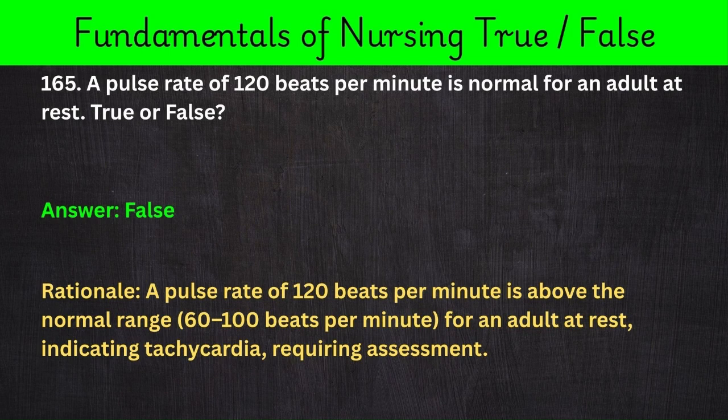165. A pulse rate of 120 beats per minute is normal for an adult at rest. True or false? Answer: false. Rationale: A pulse rate of 120 beats per minute is above the normal range, 60 to 100 beats per minute, for an adult at rest, indicating tachycardia, requiring assessment.